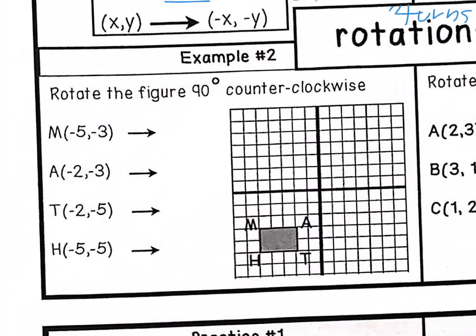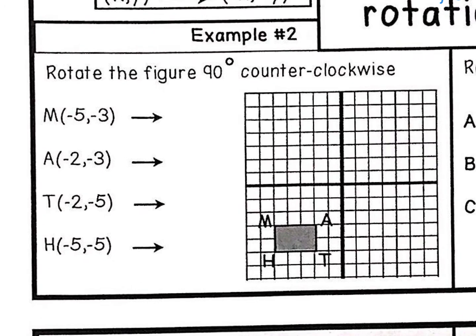Example number 2, we're going to rotate that rectangle 90 degrees counterclockwise. A 90-degree counterclockwise rotation means we're going to take our x and our y, and we're going to adjust them by going negative y comma x, such that our M will go from (-5, -3) to (3, -5).